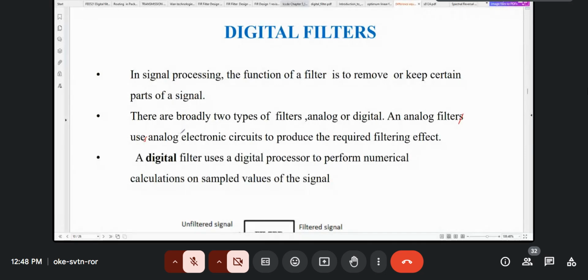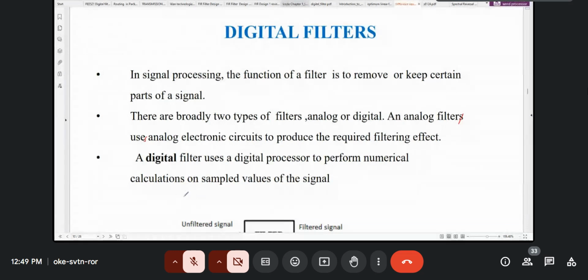So there are broadly two types of filters, analog or digital, and our main interest, of course, is the digital filters. Analog filters, which I'm assuming you have already covered somewhere along the way, use electronic circuits. They are those passive filters which use capacitors, inductors, and resistors. And I think you have also covered active filters that use active circuits, transistors, diodes, and all. So a digital filter uses a digital processor. That can be either a computer or a specialized digital processor.